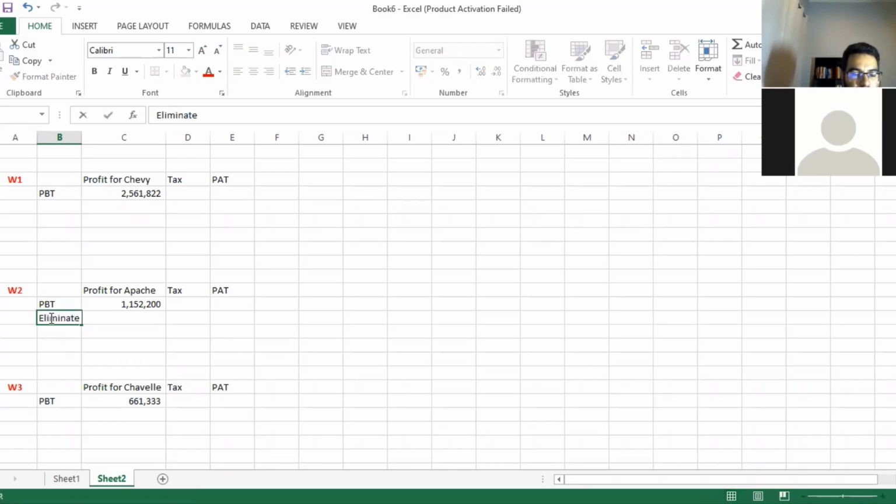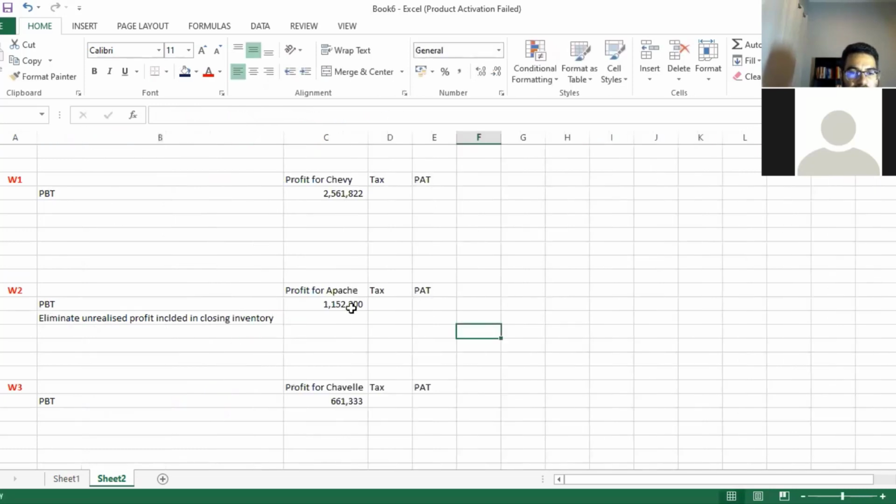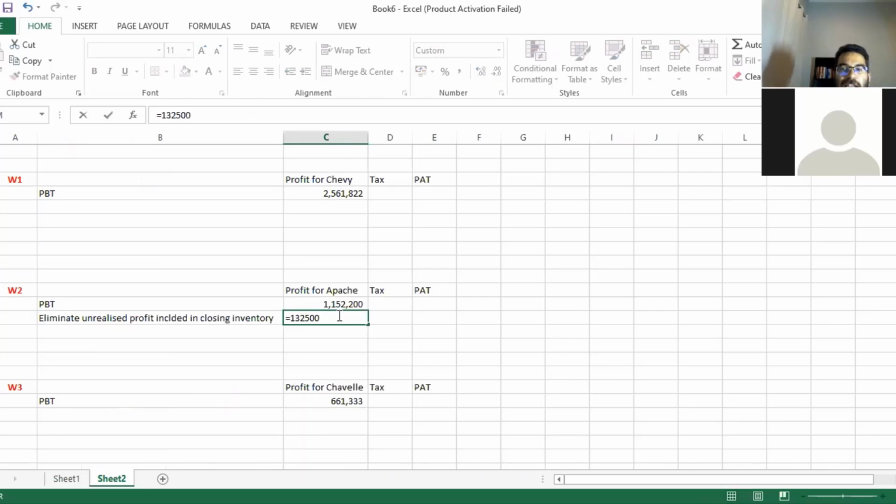Here we will say: eliminate unrealized profit included in closing inventory. You don't have to write this out so much; I'm just doing it for the purpose of understanding. So we're going to say equal to 132,500 Rand. That is the closing inventory, but we're not going to remove the full closing inventory, we're only going to remove the unrealized profits included in the closing inventory.